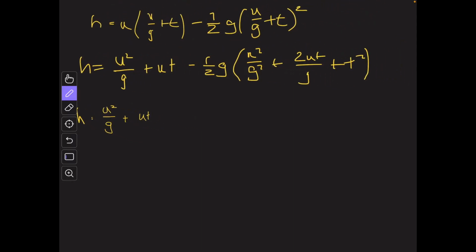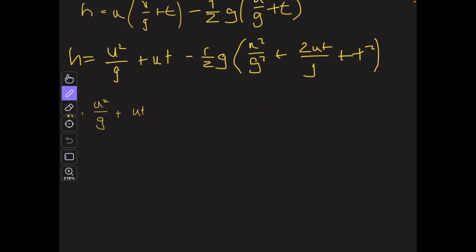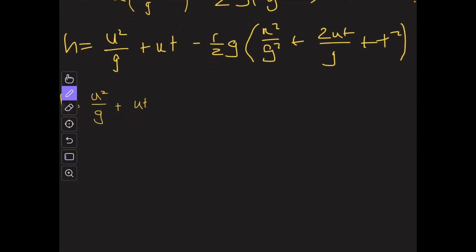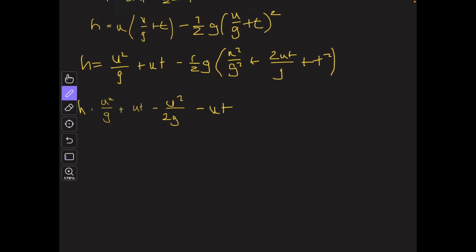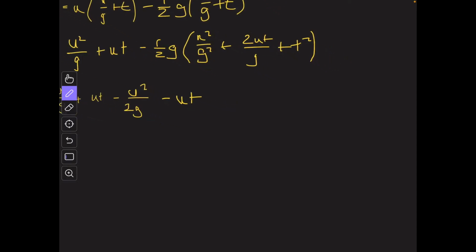Now, a half by u squared is going to be u squared, and the g's will cancel, so it'll be minus u squared over 2g. Just be careful there with the 2. A half g by the other side, the g's are going to cancel, the 2's are going to cancel, you just get left with minus ut. And a half g by that is going to be minus gt squared all over 2.